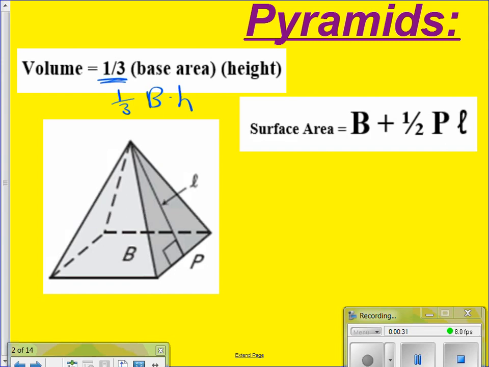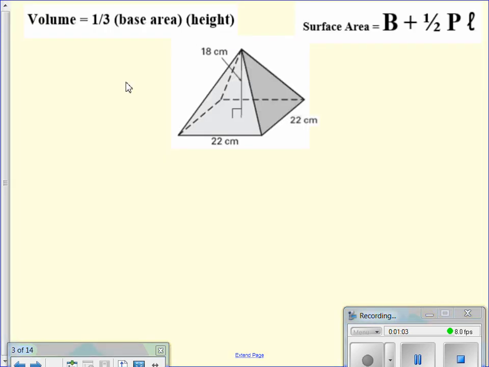That's your volume. Surface area gets a little bit trickier, and we've got something new in this formula. Right here, that fancy L there is called our slant height. Okay? And that's kind of measured along the side of it. It kind of makes sense. It's the slant height. It's kind of slanted down the side of the pyramid. So the surface area formula is, again, our base area plus 1/2 the perimeter of the base times the slant height. So let's practice that in this first example.